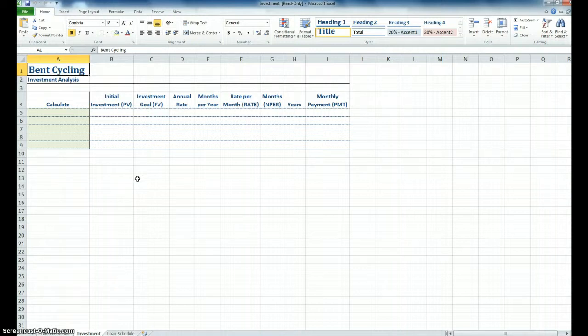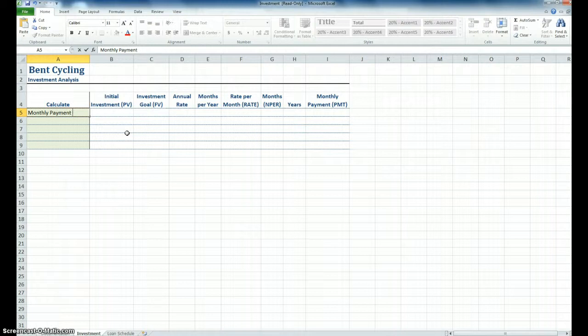I'm on the bottom of page 493, and it says to calculate the monthly payment for the investment fund. Because what she wants to do is figure out how much money she's going to have to put into the existing money in order to build up to where she'll be able to have this expansion. So it says in A5, we are going to put in monthly payment, and in parentheses, PMT. And that PMT is kind of important.